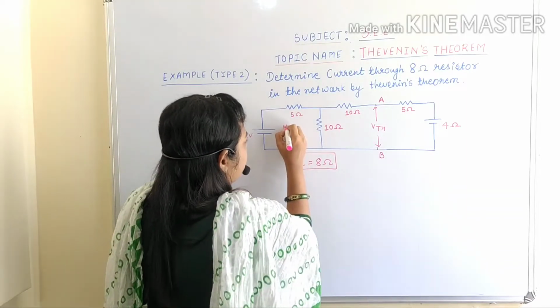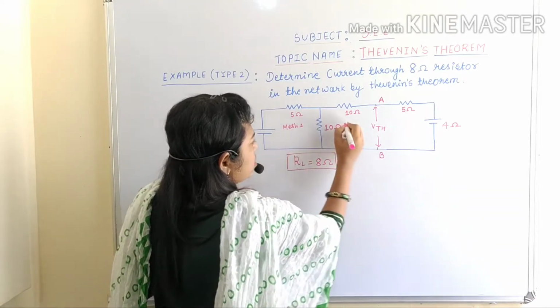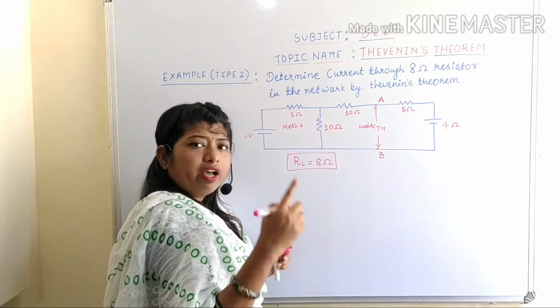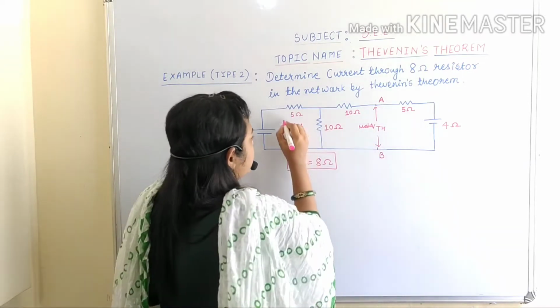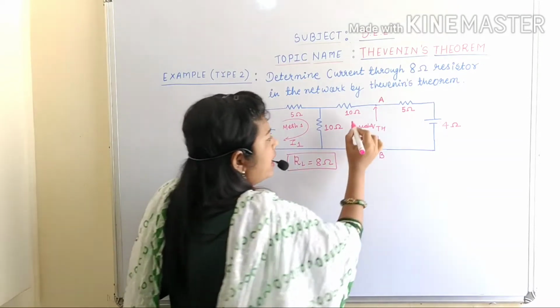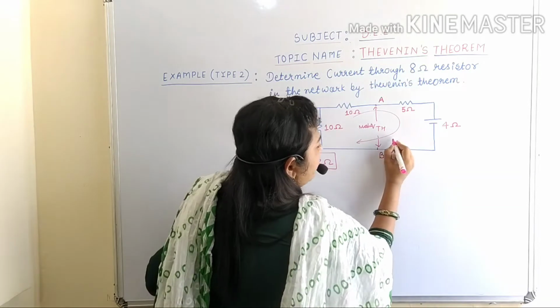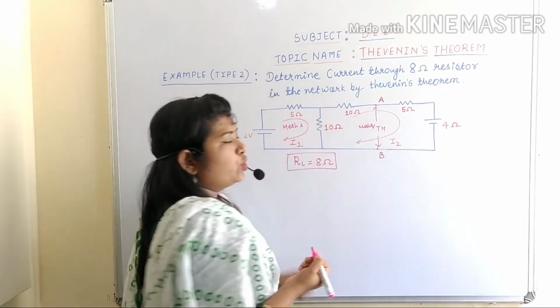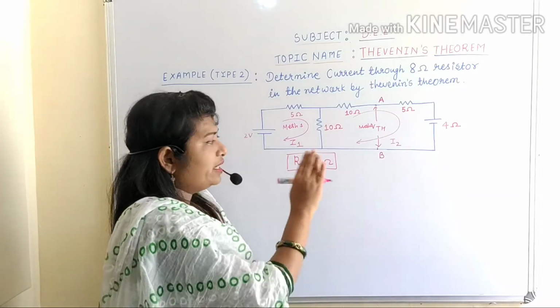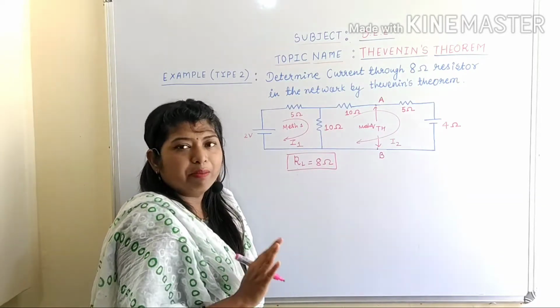This one is mesh 1. This would be mesh 2. So what would be the current flowing through mesh 1? We need to consider current flowing through mesh 1 is I1, and this would be your mesh 2, that is current flowing through mesh 2 is I2. I hope you have understood how to assign current direction inside the meshes.